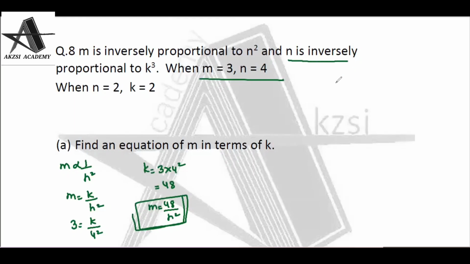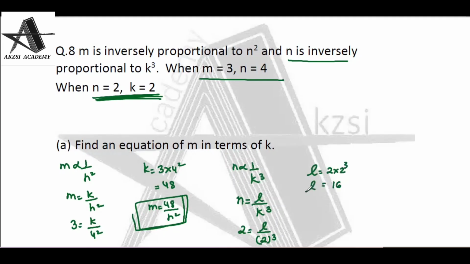Now look at this one. N is inversely proportional to k cubed. When n is equal to 2, k is equal to 2. So when n is 2, before that I need to introduce a constant. Let me introduce a constant, say L. Put the value of n as 2 and k as 2 as well. So 2 whole cube. L is equal to 2 times 2 cubed. That means 16. L is equal to 16. So my final equation will become n equals 16 over k cubed.